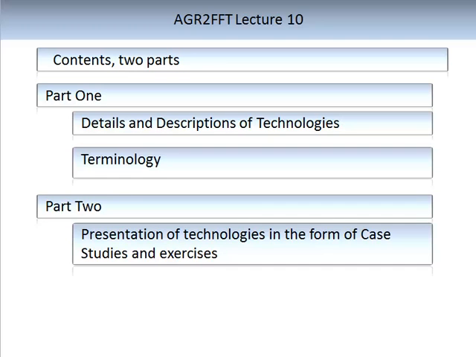Part two is going to be constructed of a series of case studies. These case studies, along with their exercises, will introduce you to a number of the genetic engineering technologies. Please ensure you complete all associated exercises with this lecture, as this will complete your lecture notes.